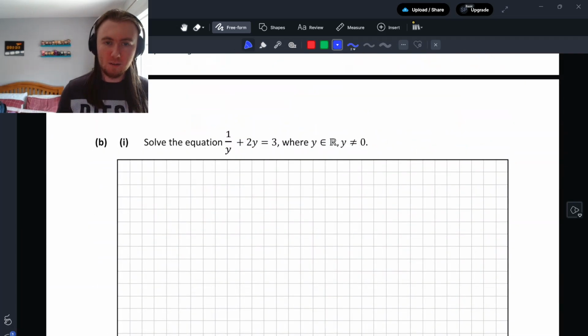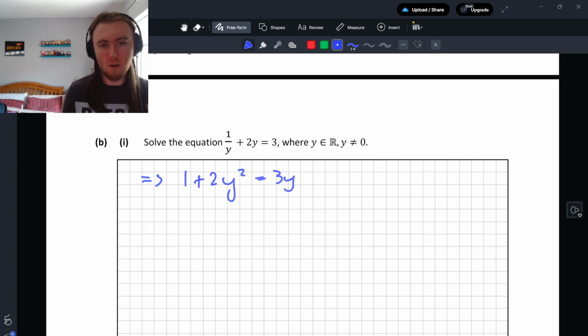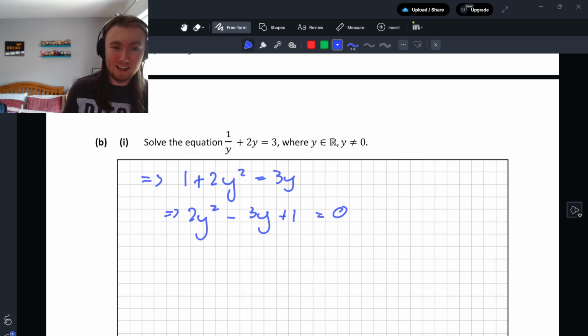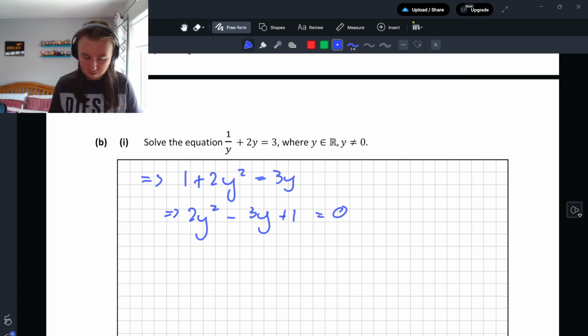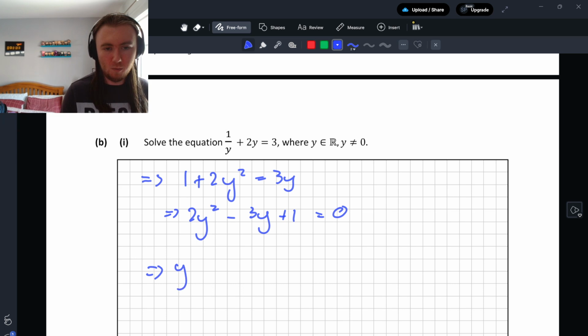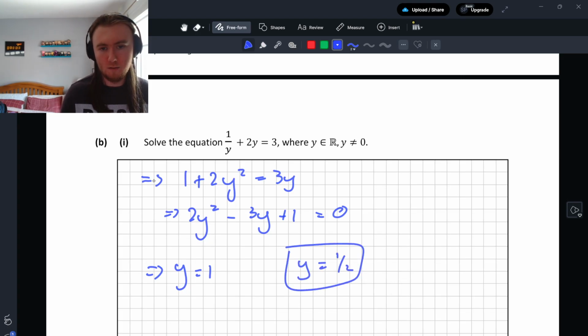It's another quadratic. All right, fair enough. So I'll get 1 plus 2y squared is equal to 3y. So 2y squared minus 3y plus 1 is equal to 0. Again, it's just the standard minus b, so 3 plus or minus root of 3 squared minus 4 by 2 by 1, all over 2 lots of 2. I get y is equal to 1 and y is equal to a half.